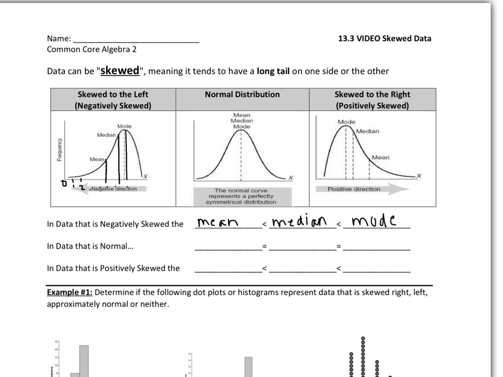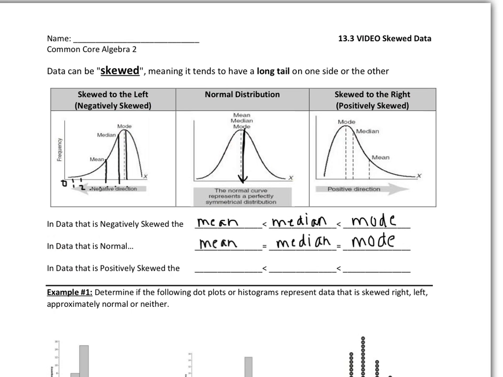Now if you look at example number 2, in a normal distribution curve, the mean, the median, the mode, they all represent the same line, so they're going to go down to the same data value, so they're all equal. So the mean is equal to the median, which is equal to the mode.